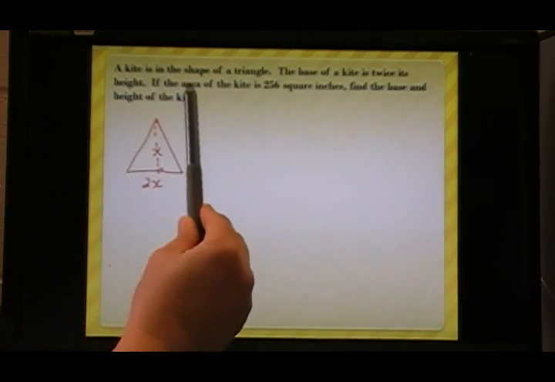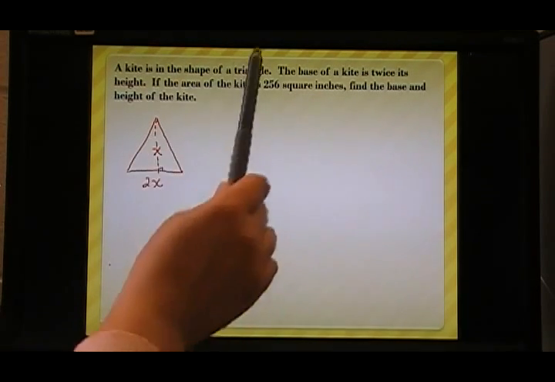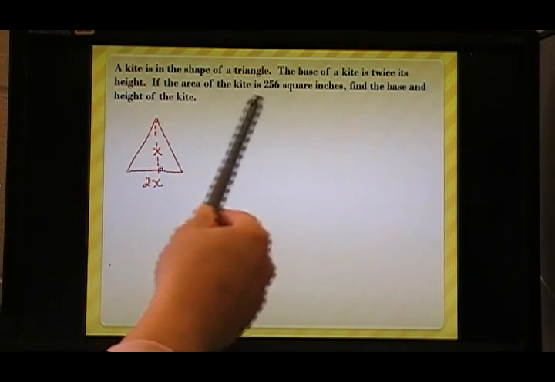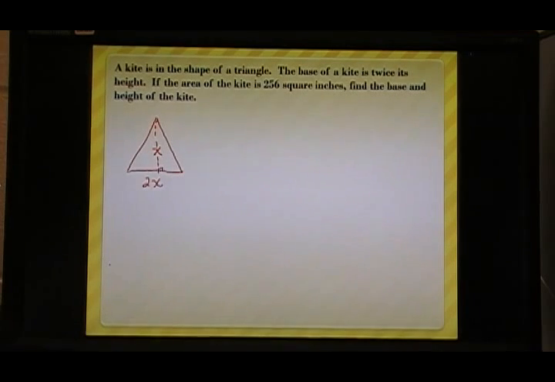So I've addressed the information I was told about the base and the height, and now I need to address what it says about the area. Told that the area of this kite is 256. And so to be able to address it, I have to think, okay, this is area of a triangle. So how do I work with area of a triangle?